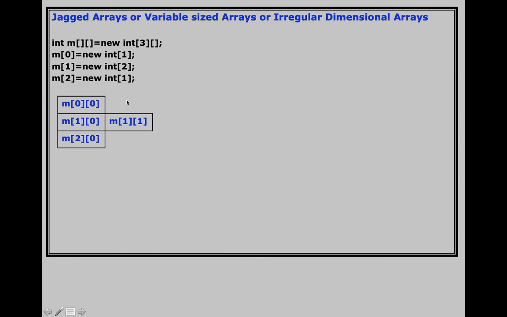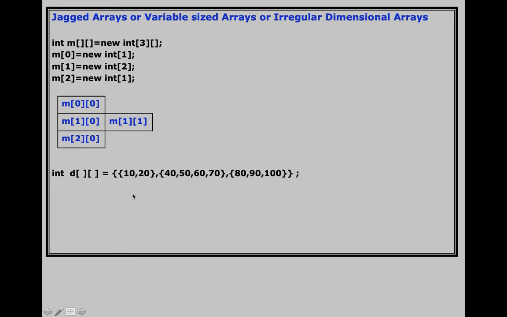So this is what a jagged array is. This is a variable sized array in which different rows can have different number of columns. Now you can also create a variable sized array in another way, like this.